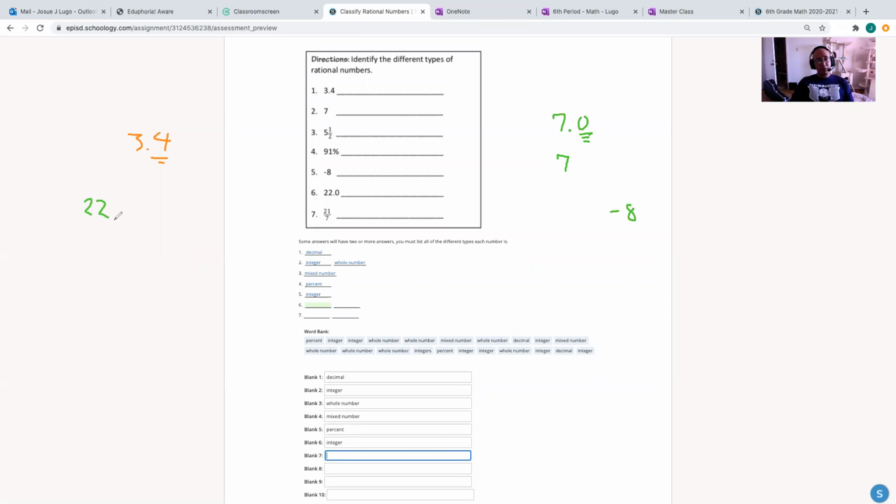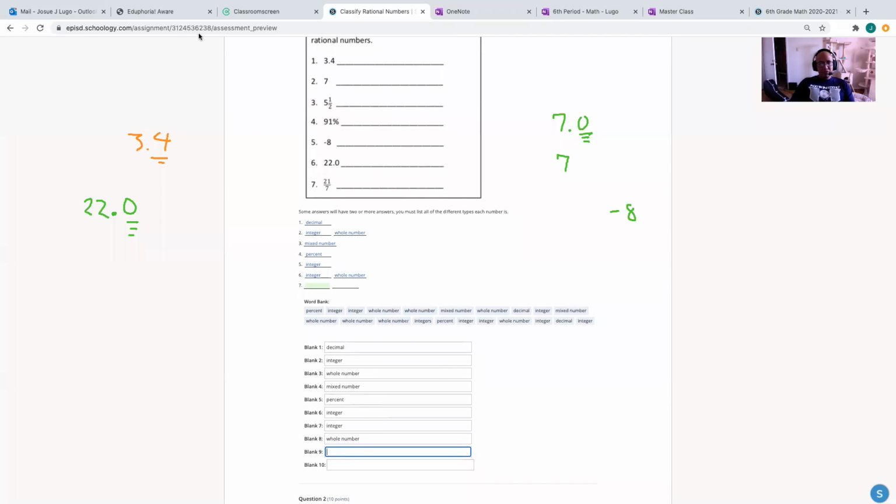Blank 7, which is number 6. We have 22.0 to be exact, which kind of gives it away. There is no decimal value. Of course it has a decimal. All numbers have the decimal, but there's no decimal value. Therefore, it is an integer. No decimal value makes it an integer. Not only is it an integer, but it's a positive integer, which makes it a whole number. And finally, number 7. Now be careful with number 7. We have 21 sevenths.